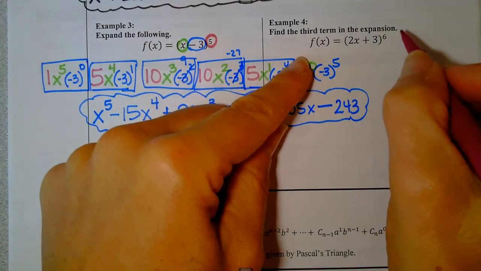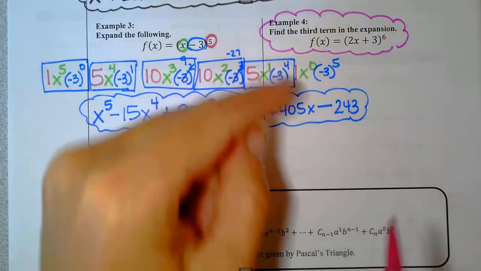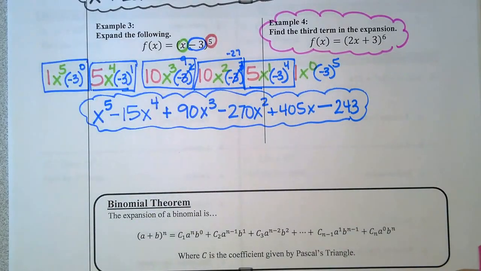Okay, so we have one more problem. Can you try it? Try this one on your own. Find the third term, just the third term of that problem: 2x plus 3 to the 6th.